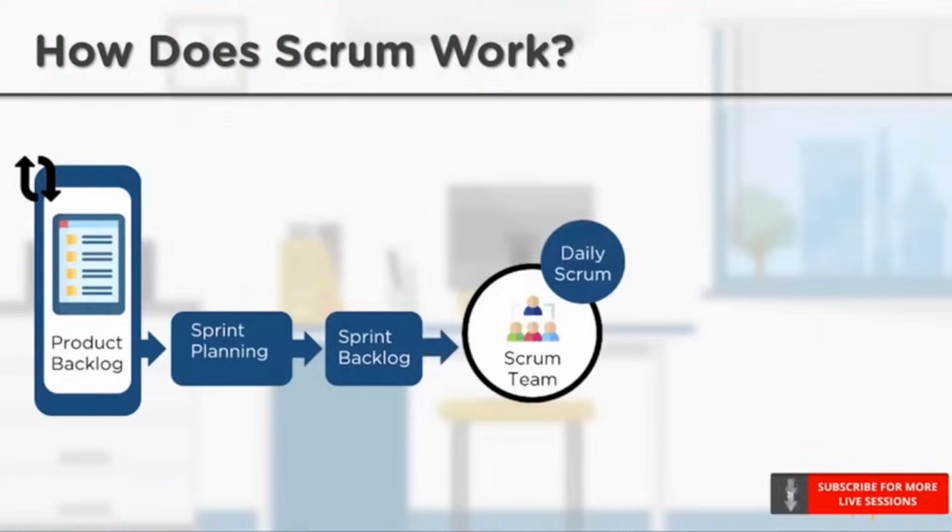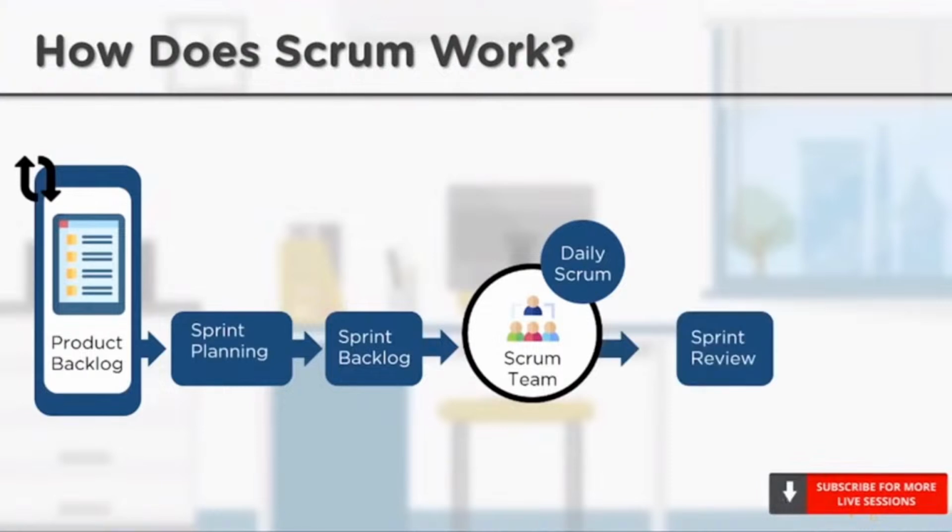Next up, we have the Scrum team. The Scrum team is a collection of 5 to 9 people who are working on the tasks mentioned in the sprint backlog. Then we have the daily Scrum. This is a 15-minute long session during which team members can synchronize their activities and determine what they did the previous day, what they plan to do on that day, and what roadblocks they were facing.